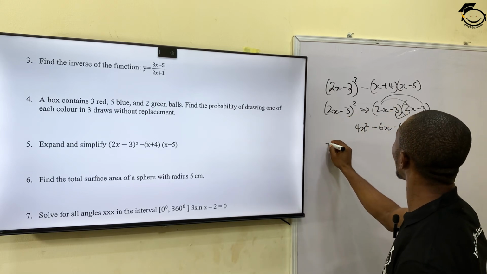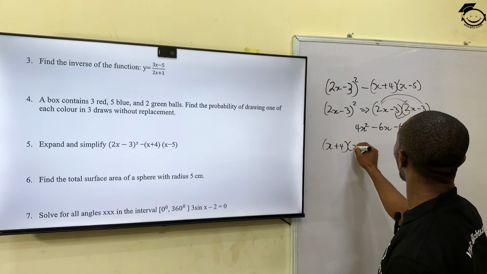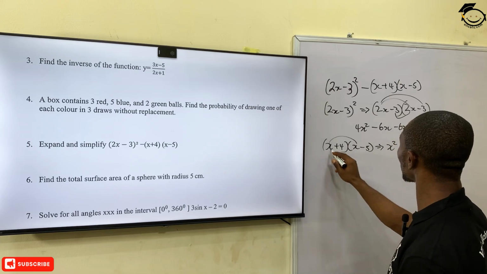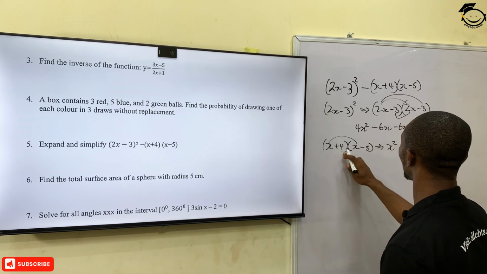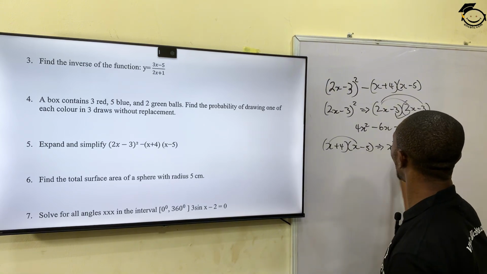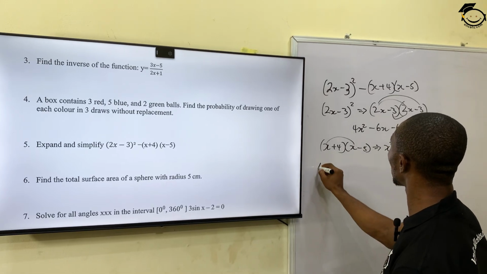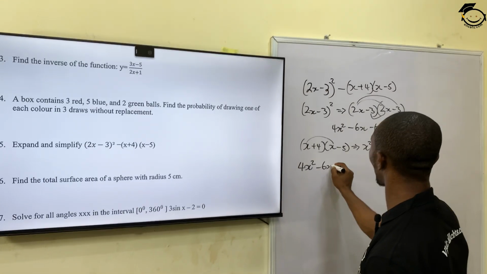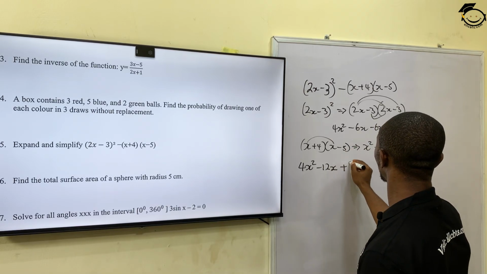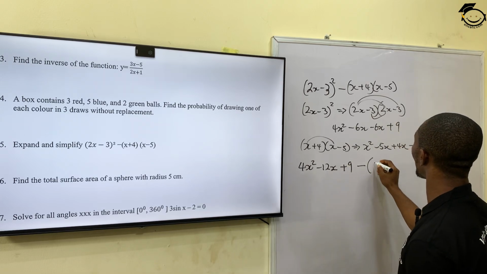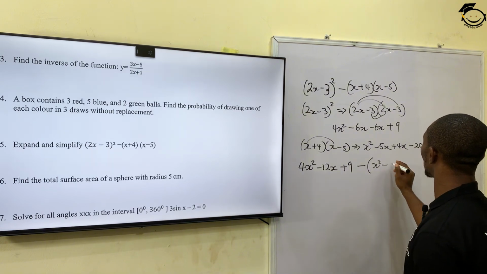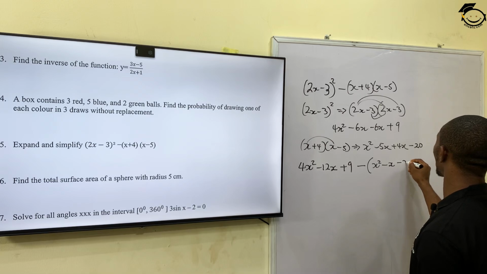Now, for our (x plus 4)(x minus 5), we have x squared minus 5x plus 4x minus 20. Bringing these two together, this gives us 4x squared minus 6x, minus minus 6x gives minus 12x, plus 9, minus (x squared minus x minus 20).